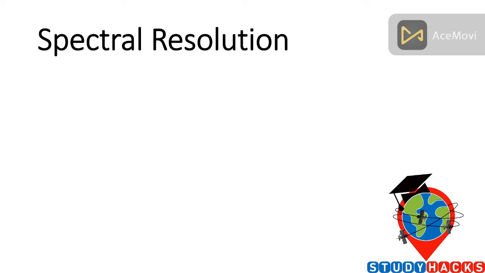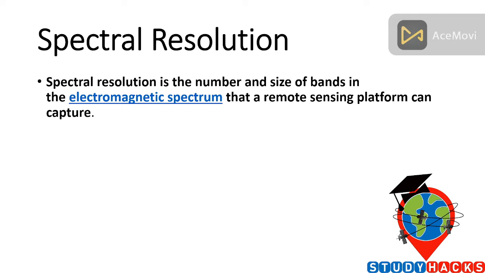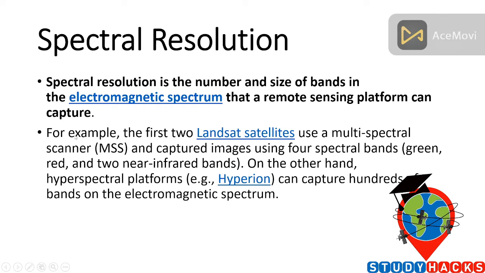And now spectral resolution. Spectral resolution is the number and size of bands in the electromagnetic spectrum that a remote sensing platform can capture. For example, the first two Landsat satellites used the multispectral scanner, MSS, which captures images using 4 spectral bands: green, red, and 2 near infrared bands. On the other hand, a hyperspectral platform, for example Hyperion, is a kind of platform that can capture hundreds of bands on the electromagnetic spectrum.